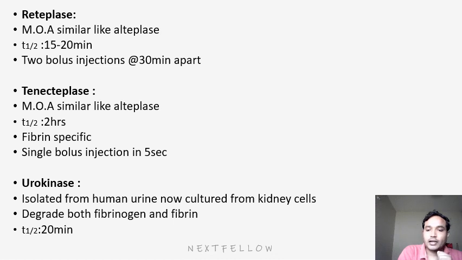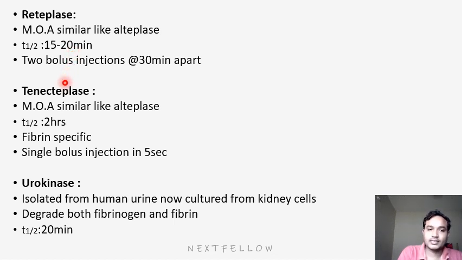The next drug is retiplase. Retiplase and tenecteplase are both altiplase analogs, so the mechanism of action is similar to altiplase. The half-life of retiplase is 15 to 20 minutes. For retiplase we have to give 2 injections within a gap of 30 minutes, whereas for altiplase we give only 1 injection.